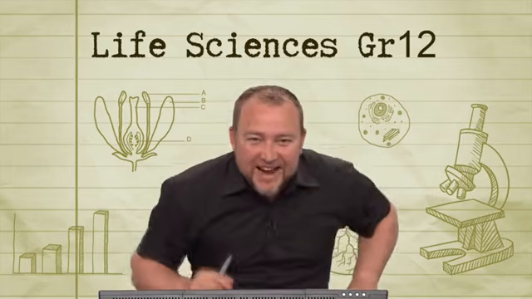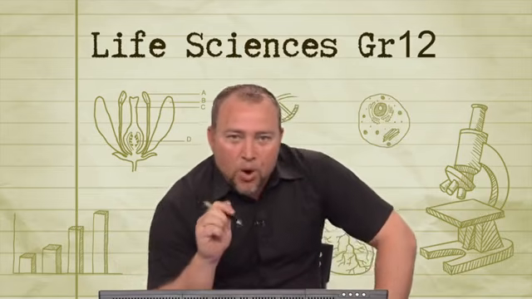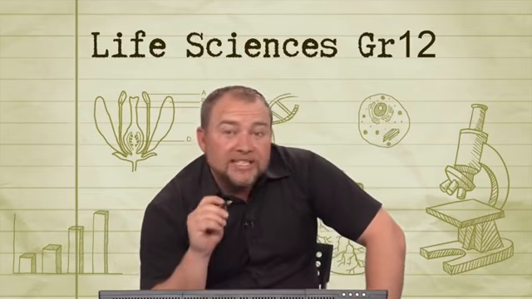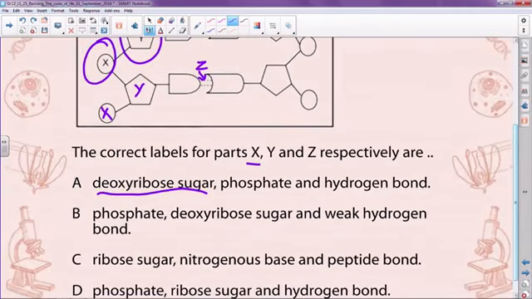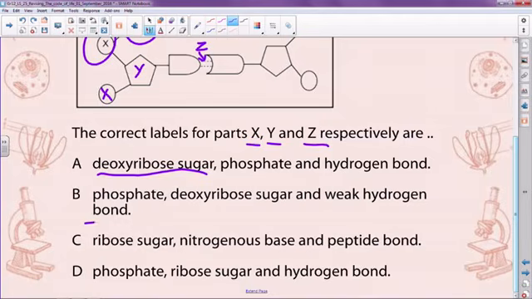Hello. Now, if we have a look at this, it's very simple. In the beginning, I told you exactly which goes where. So let's have a look. A, is it deoxyribose sugar? We need to go into the order first of all. X, Y, Z. So we know that this one must be X, must come first.